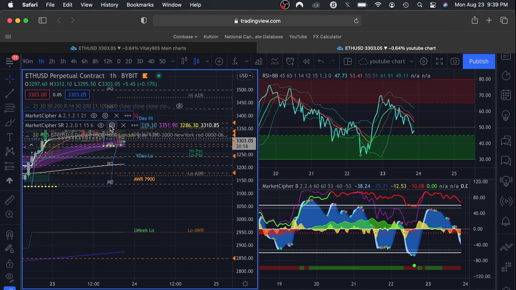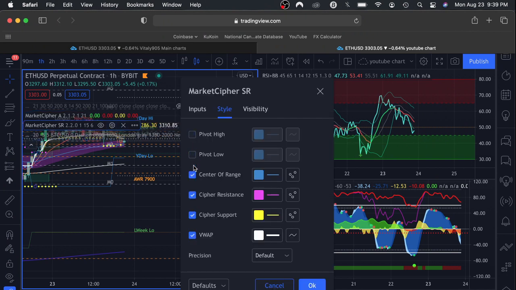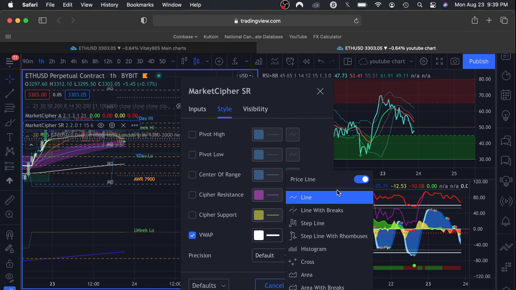Market Cipher SR. I'll turn the pivots off, center of range, and all this. I just keep the VWAP. That's all I want.